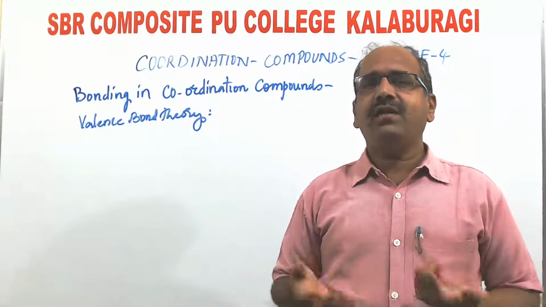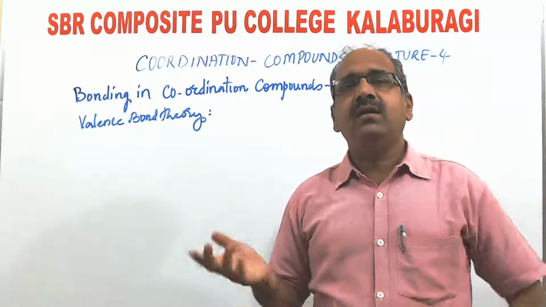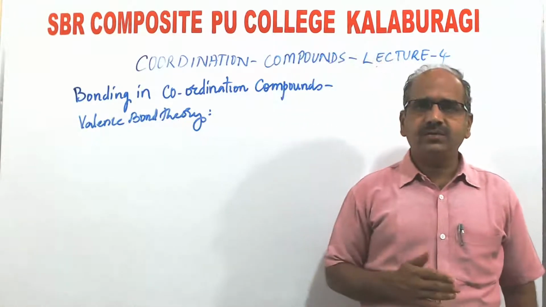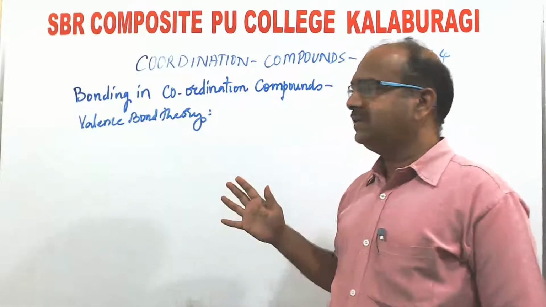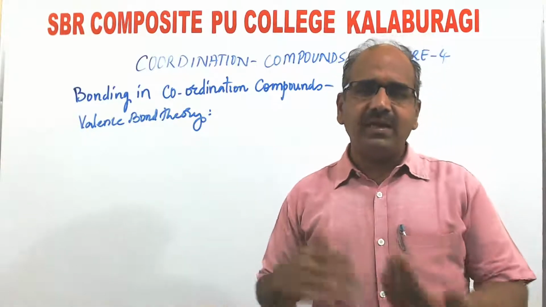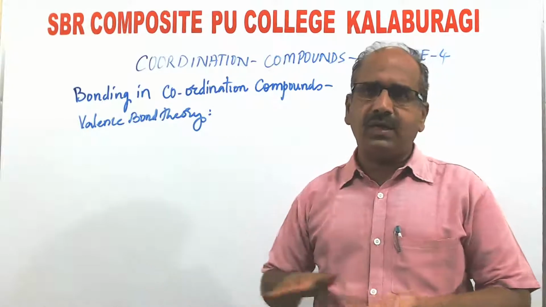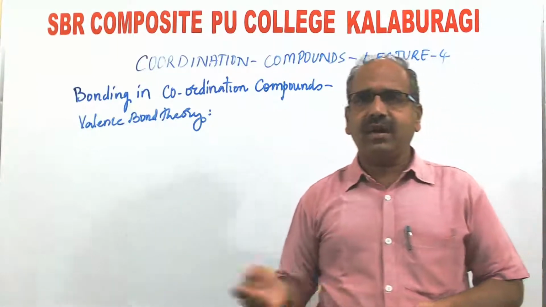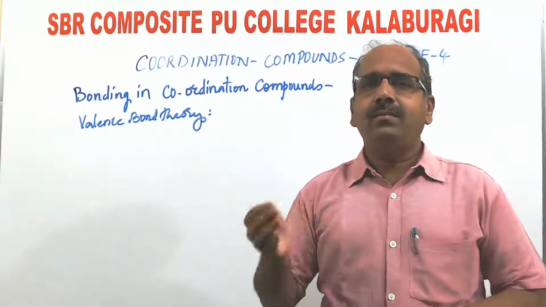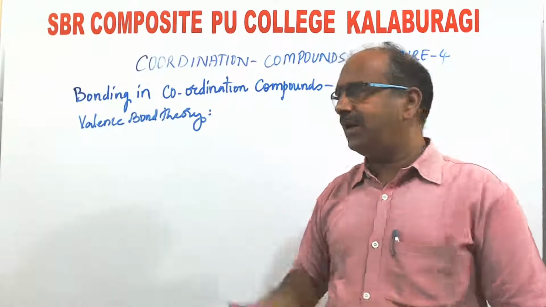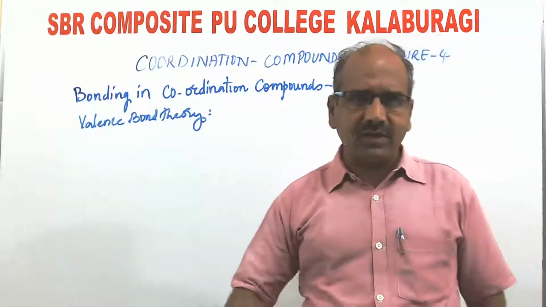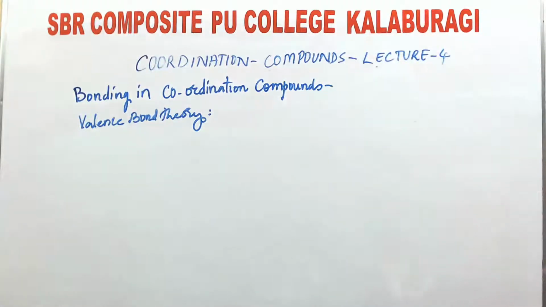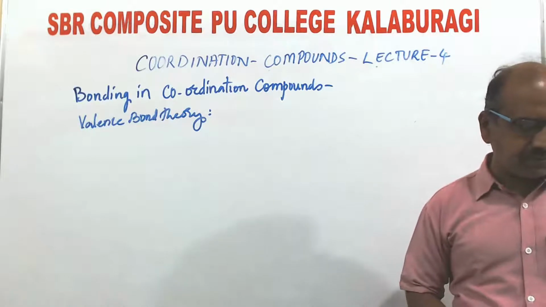Okay, different kinds of hybridization: sp3, dsp2, d2sp3, sp3d2. Such hybridization occurs to make the orbitals available, wherein the ligands can donate the pair of electrons to the central metal atom to form the bond. So that is regarding the basic postulates of the valence bond theory.